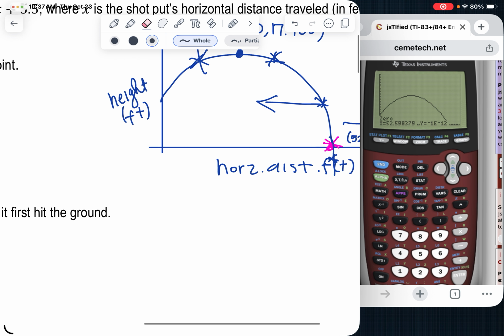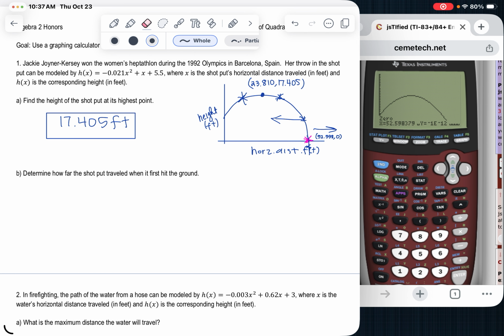Okay, so how far did the shot put travel before it hit the ground? And that is 52.598 feet.